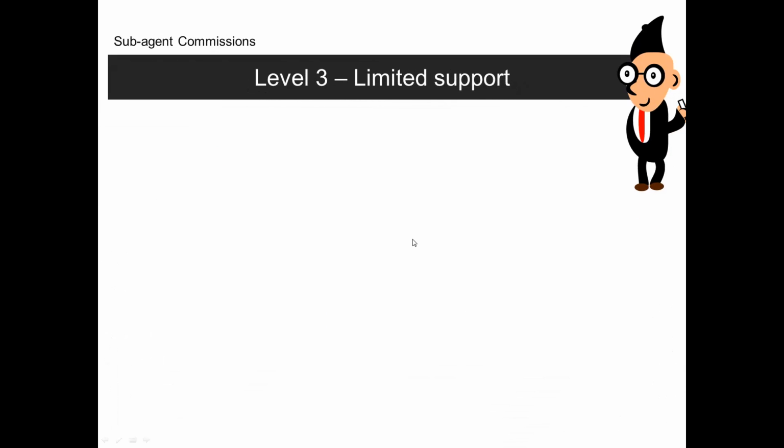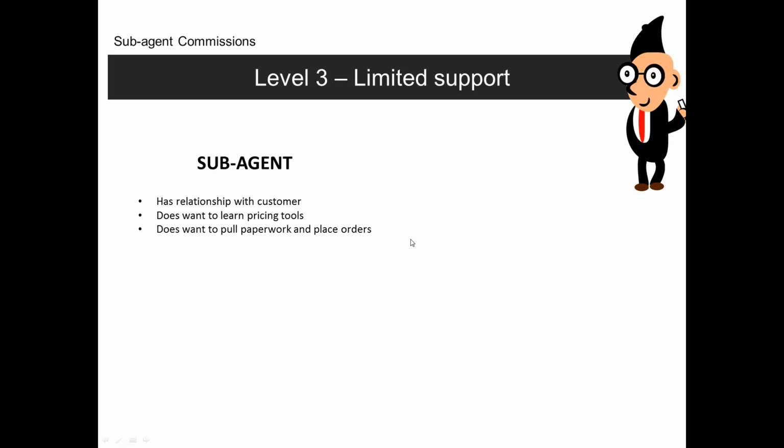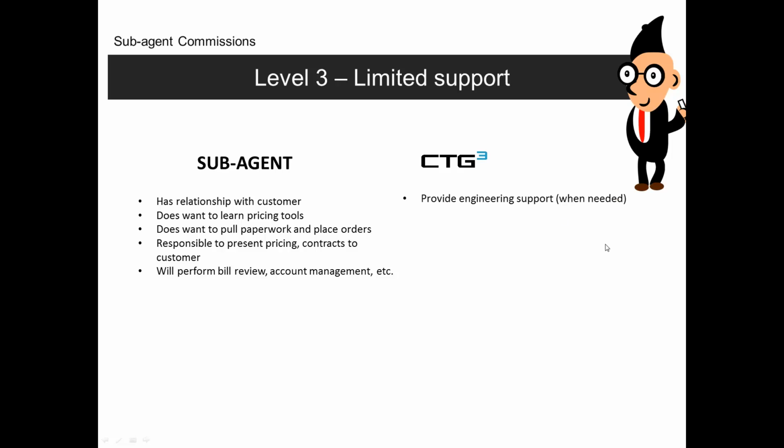Last one. We call this the level 3 limited support model. In this case, the subagent has the customer relationship, does want to learn pricing, is able to pull paperwork and place orders. Of course, would present the pricing and contracts and will provide the bill review. Our company CTG3, in this case, we will still provide engineering support when needed. Many times this is not needed because the carrier can provide that themselves, or you can take on that task. We will provide the commission tracking and payments and provide ongoing training.